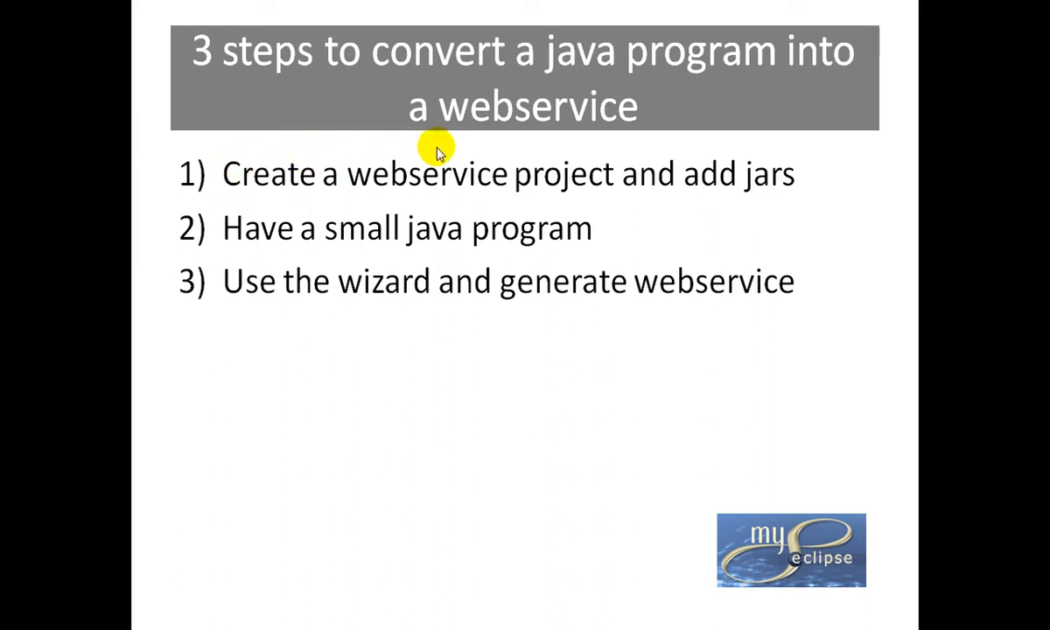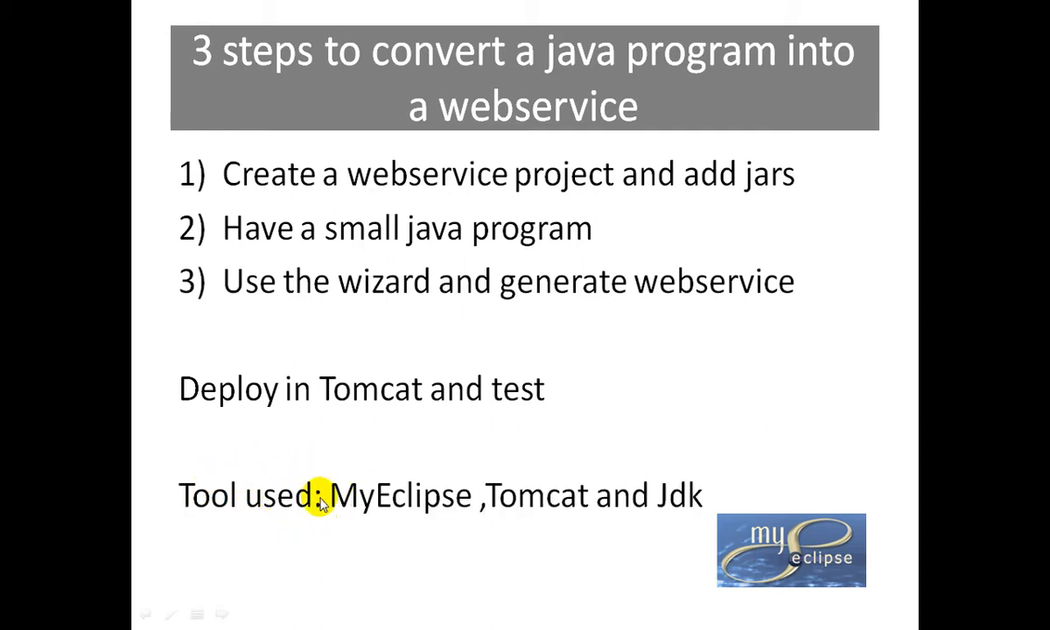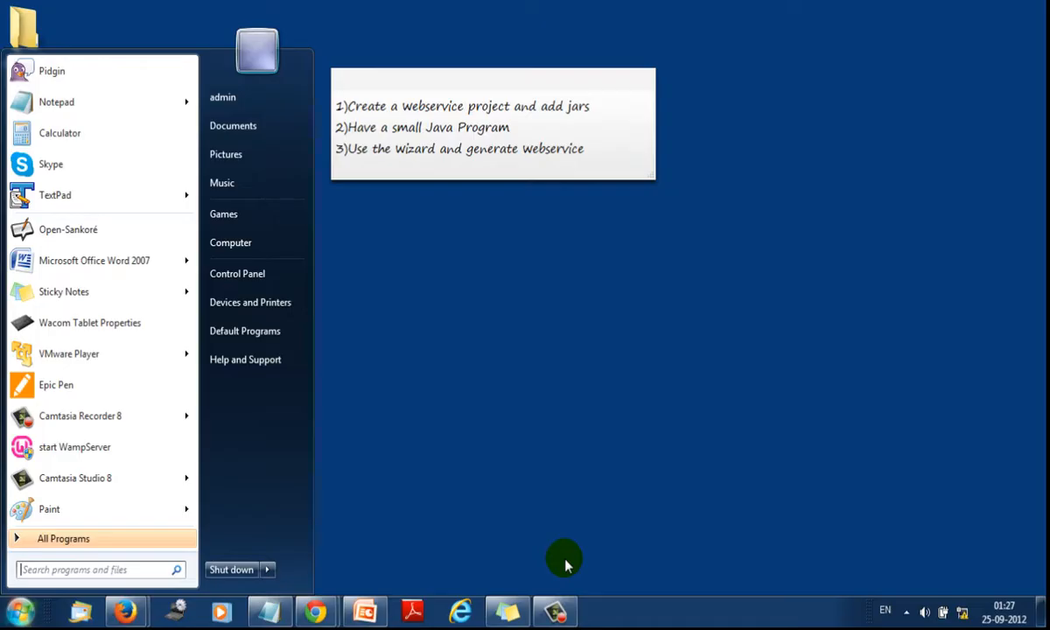Once again, repeating: create a web service project and add the jars. In step 2, you have a small Java program. In step 3, use the wizard provided by MyEclipse and generate the web service. Now we have the web service ready. You deploy the application in Tomcat and test. A web service is nothing but a web application, so you can deploy it in Tomcat and test it. The software used for this demonstration is MyEclipse and I am deploying the web application in Tomcat. You can deploy it in any web server.